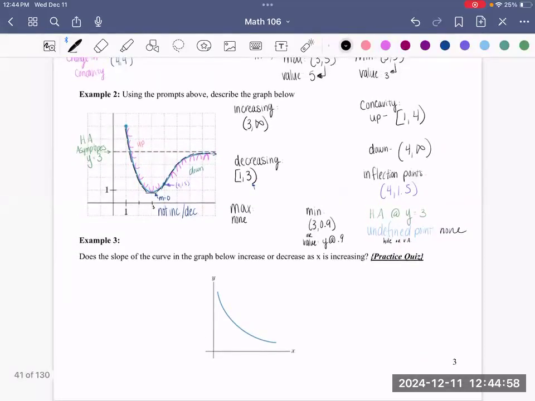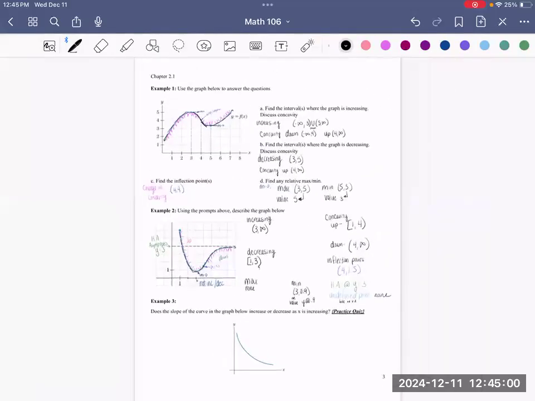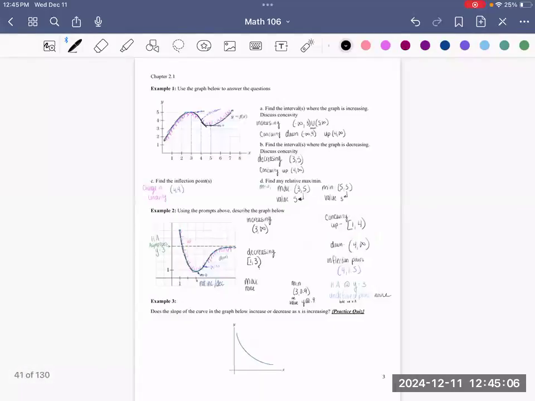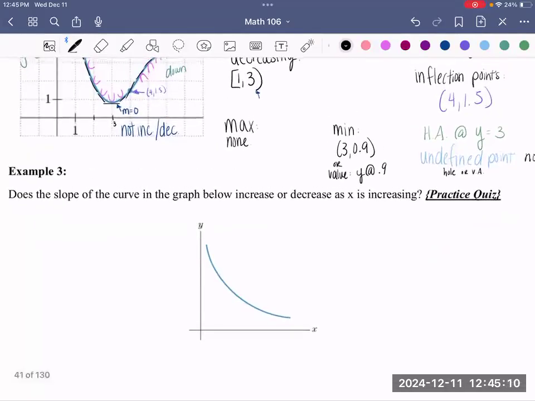Now let's have you guys try example 3, which is going to be a little pop quiz. So pause the video, see if you can do the following questions. So example 3 says, does the slope of the curve in the graph below increase or decrease as x is increasing? So as x is increasing, this is when x is going towards infinity, right?